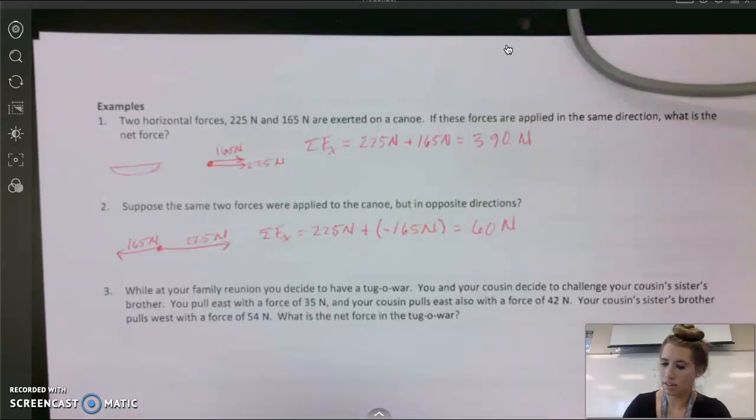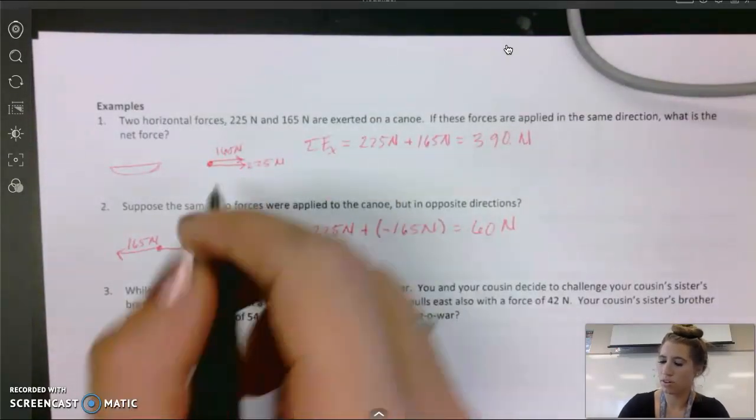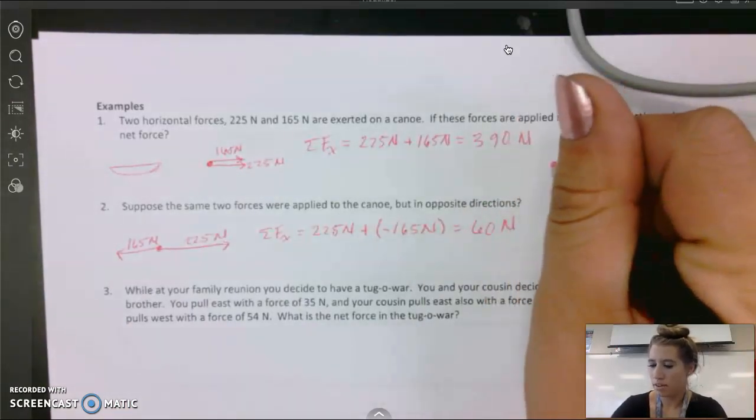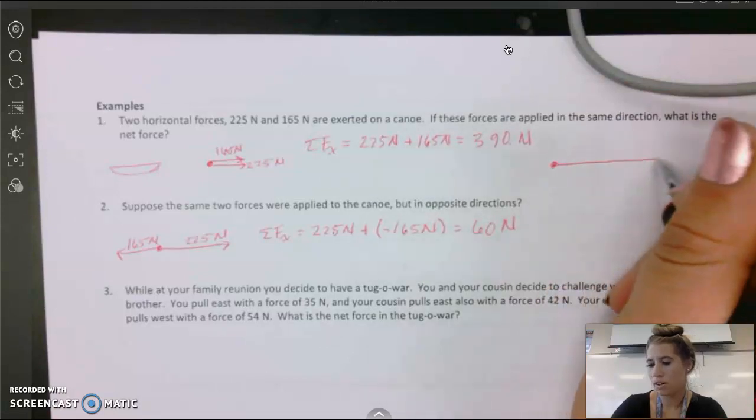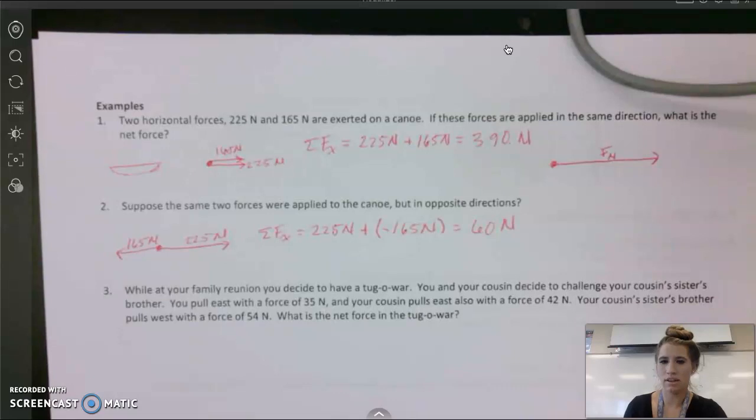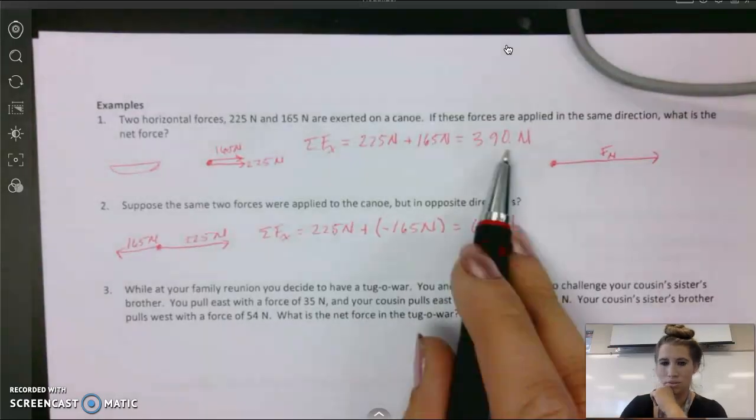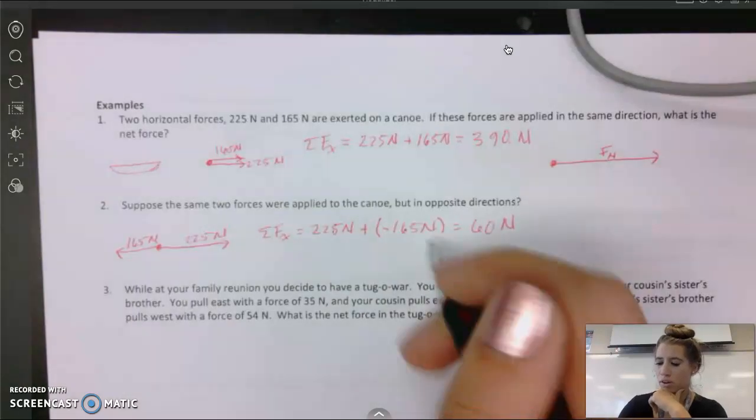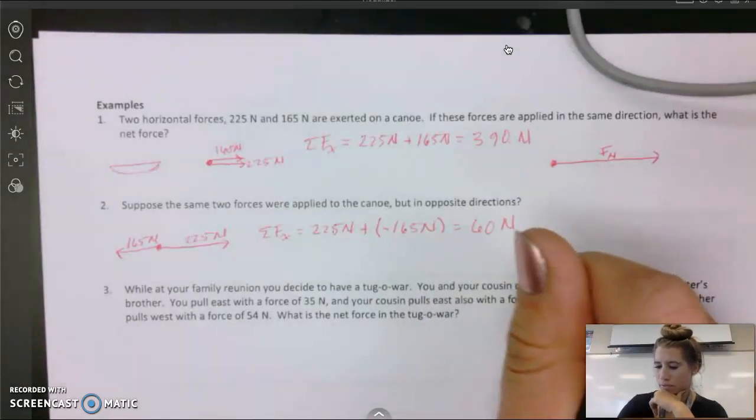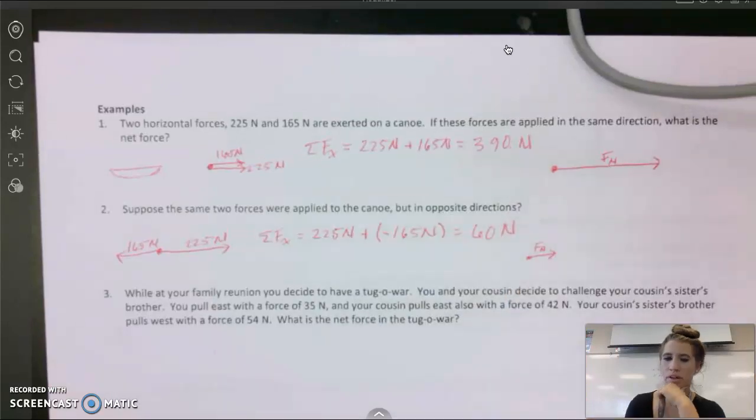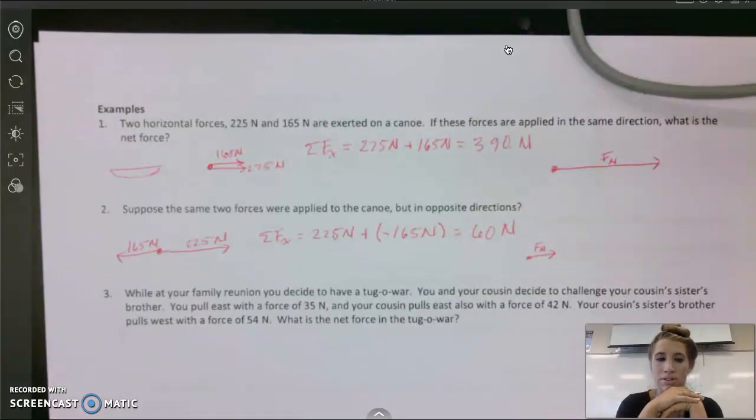And I can draw this. I can show here with this 390 in the positive x, I can show that my overall net force is like this, okay, with a magnitude of 390. And then here, I can show that my overall net force is still in the positive direction, but it's much smaller for this situation.